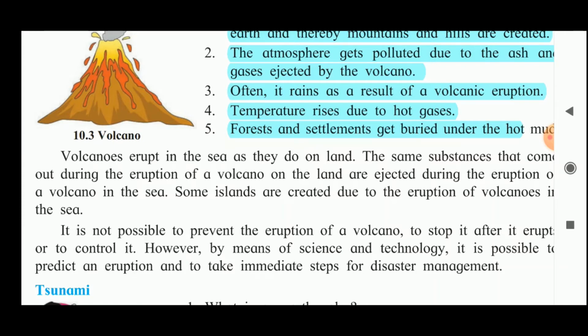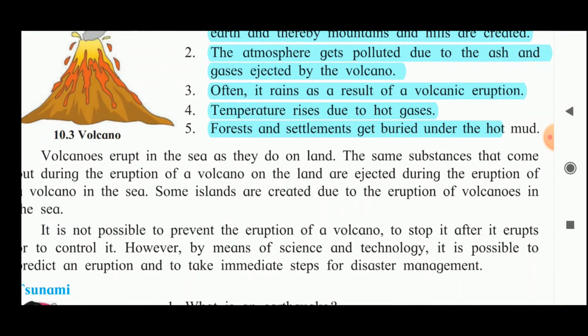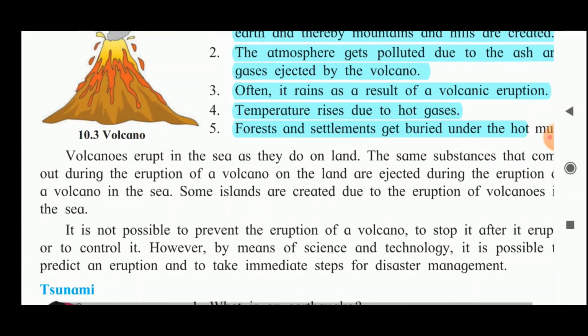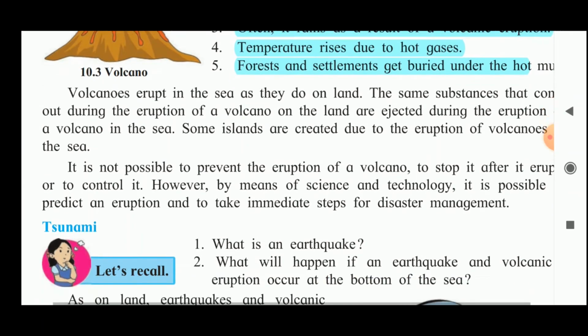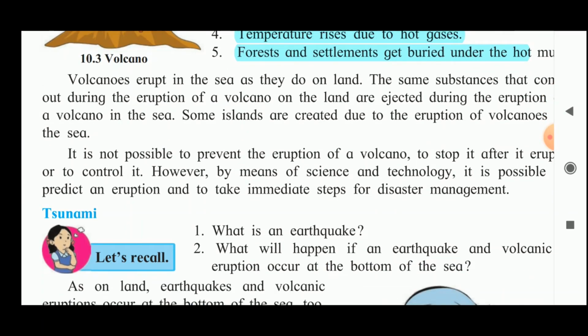Now the same substances that come out during the eruption of a volcano on the land are ejected during the eruption of a volcano in the sea. So some islands are created due to the eruption of the volcano in the sea. So that group of islands you can see in some of the seas is due to the volcanic eruptions at the bed of the sea.